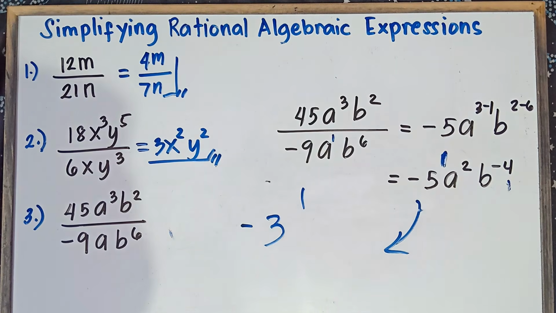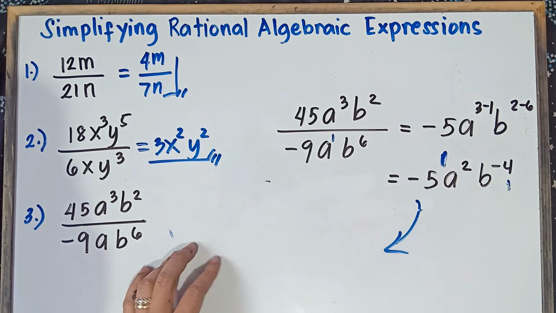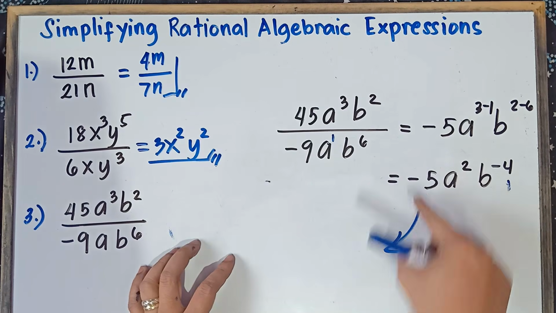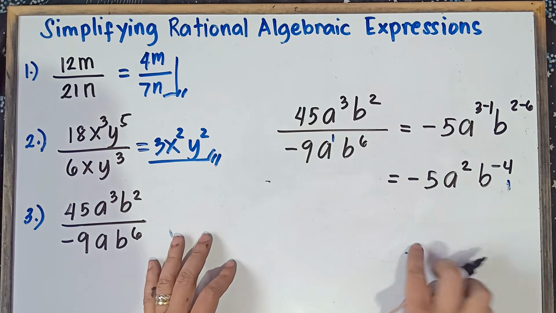Negative 3, the exponent is positive 1. So, never put this negative 5 on the denominator because the exponent is positive 1. So, only this one, class. So, this will be our final answer.